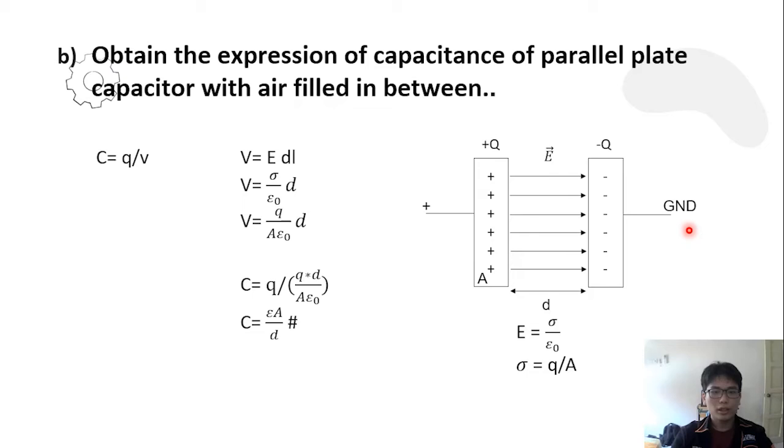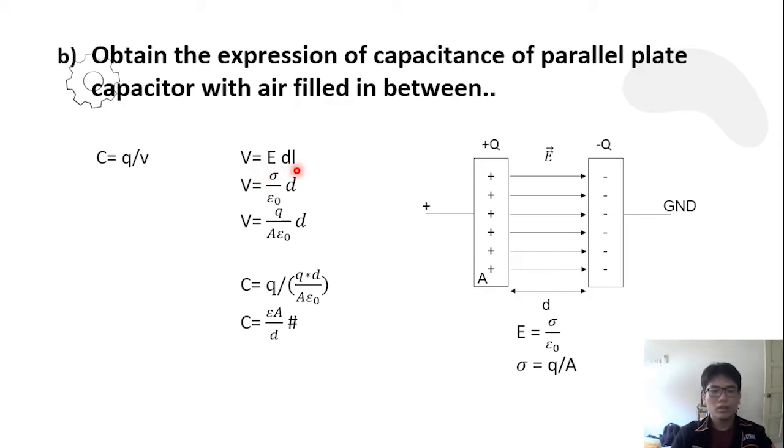Question B: obtain the expression of capacitance of a parallel plate capacitor with air filled in between. As usual, draw the diagram first. The diagram can give you a better understanding and it's also easier to explain and get marks. We need the expression of capacitance, which is C equals Q over V. Q we know is charge. We need to find V. The V formula is V equals the integral of E dl, where dl is the differential length.